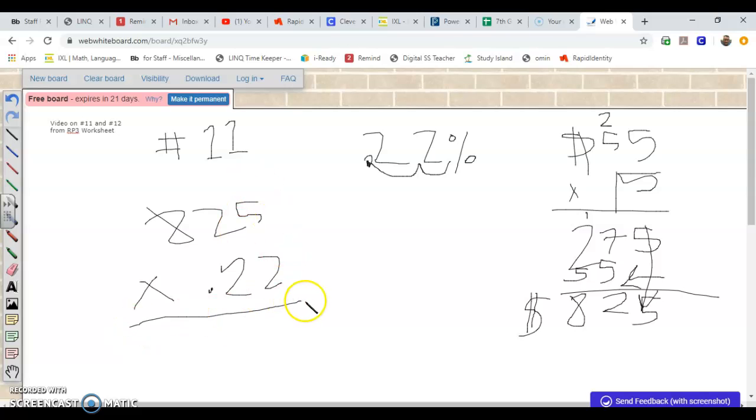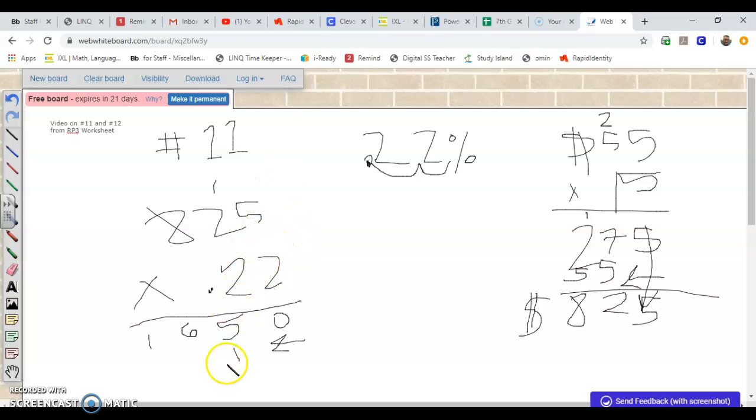Okay. Now I got to multiply this. 2 times 5 is 10. Carry my 1. 2 times 2 is 4. Add the 1 is 5. 2 times 8 is 16. 2 times 5 is 10. And I'm going to move over 1. Okay. Move over 1.